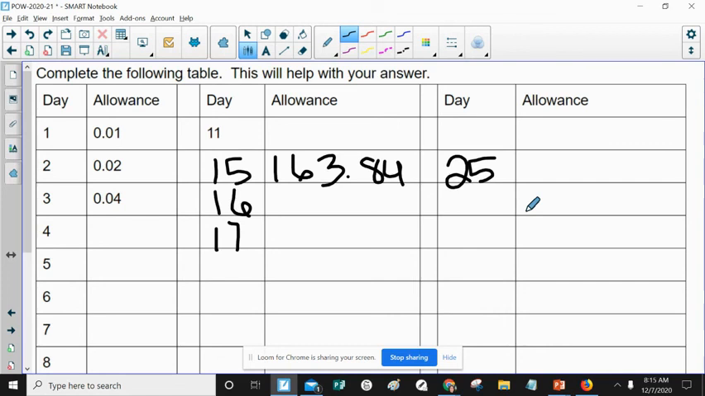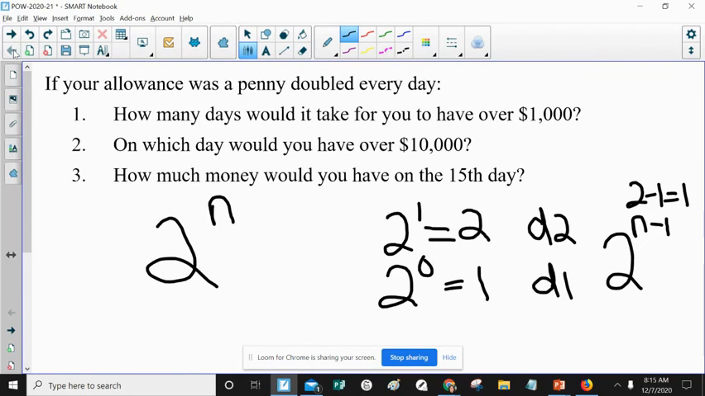Okay? So to get your full credit for your POW, put your answers to questions 1, 2, and 3 in complete sentences. Show your work. So either show me your exponents, your formula, and what you're calculating, or complete your table. Explain your steps. And of course, turn your POW in with the correct answers. Your POW is due at the end of the week. If you have any questions, please let me know in class.